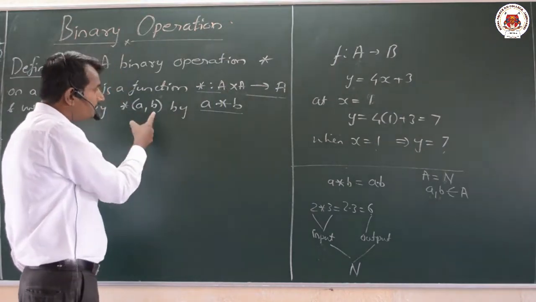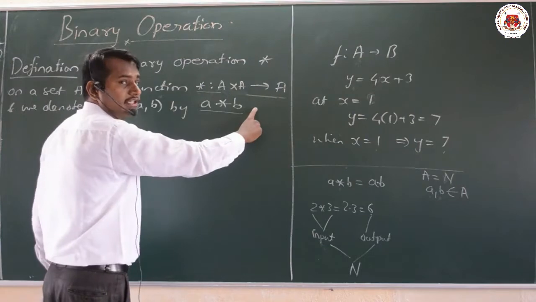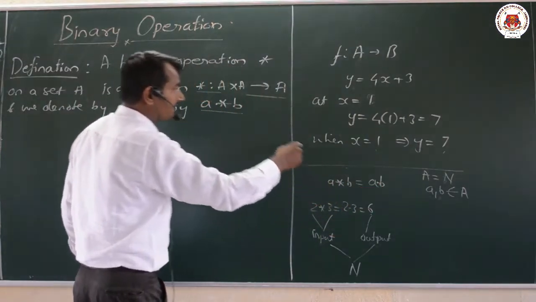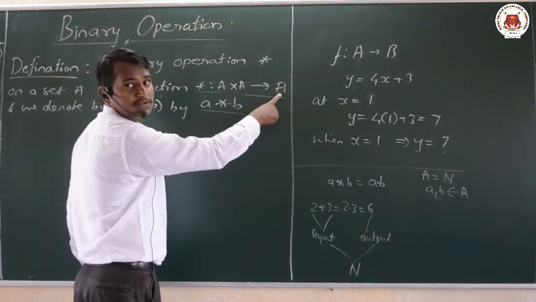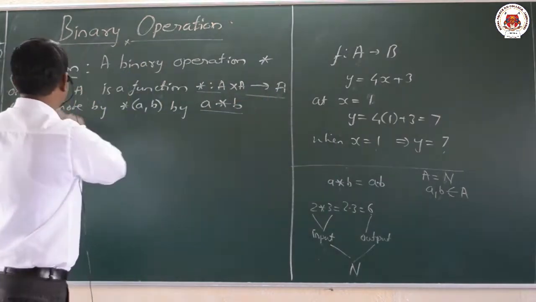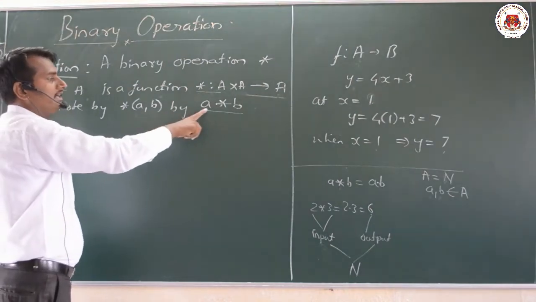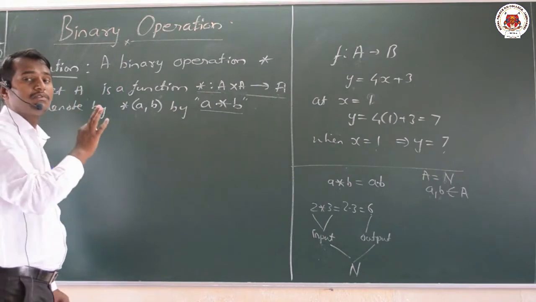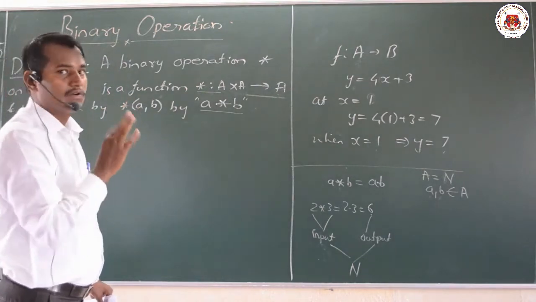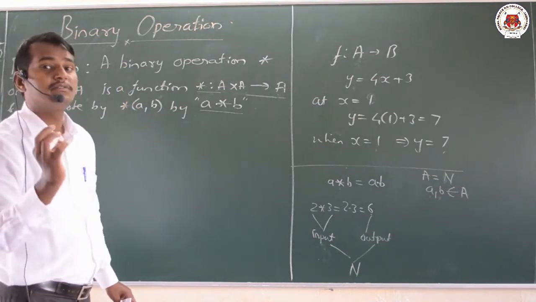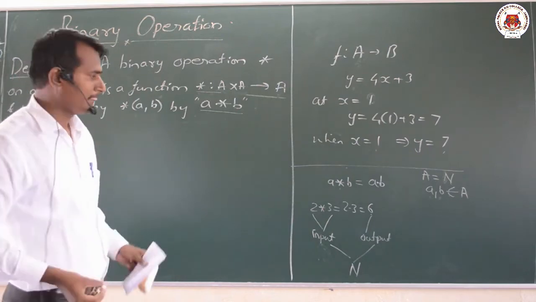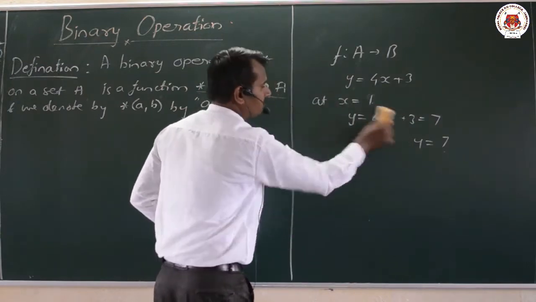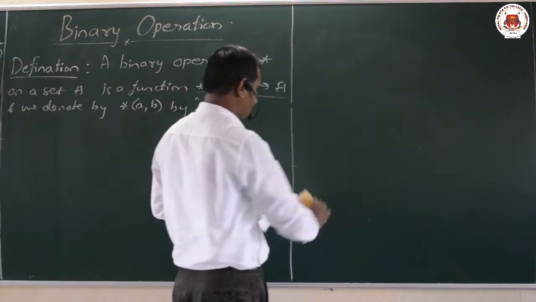That is our input. And whatever value we get, A star B, according to the operation given, that resultant should always belong to A only. We denote star of A comma B by A star B. This is our notation. This is all about the definition of the binary operation, what it actually means and why we are studying it. Now let us move on to very simple examples related to this binary operation.